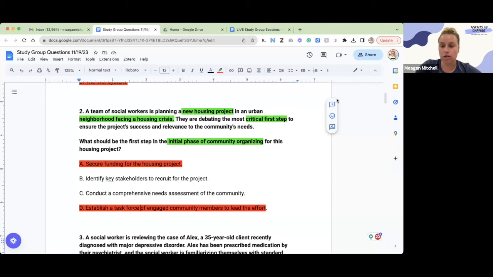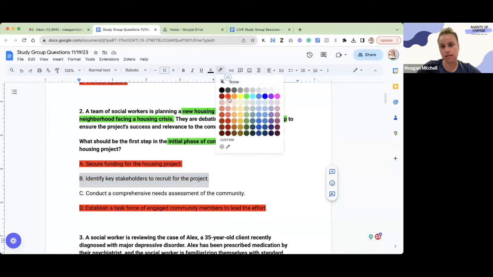And in the chat, there was some mixture on this. Do we do B, identify key stakeholders to recruit for the project, first, or C, a comprehensive needs assessment of the community? Can we identify key stakeholders without doing a needs assessment? No, right? I mean, you could, but it's not going to be as informed as it would be if we did a needs assessment first.